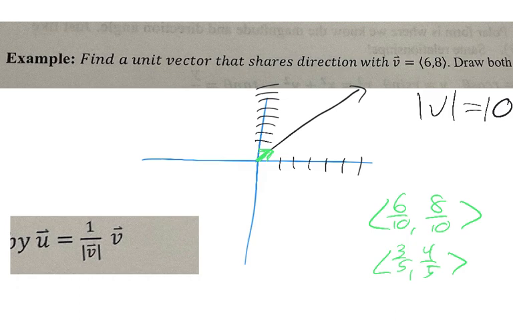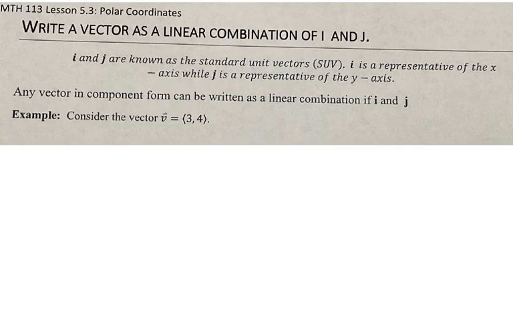So what's 1/10 times 6? 6/10. What's 1/10 times 8? 8/10. I mean, that's all that formula means. Again, it looks confusing because you've got absolute values, but absolute values are just magnitude. It's just the distance from 0.